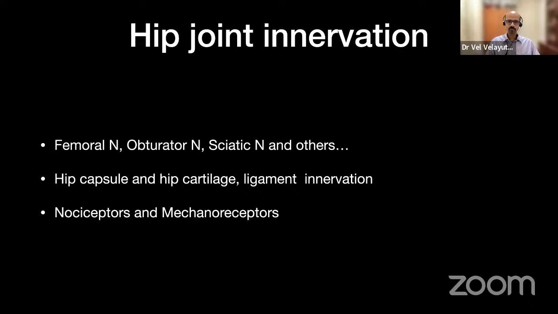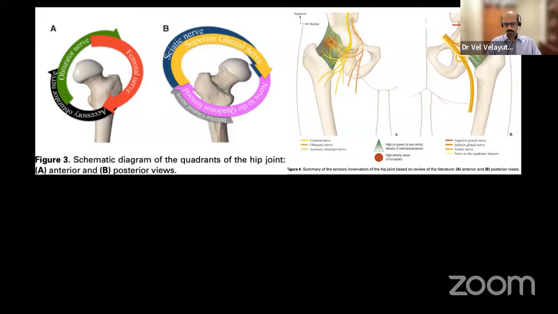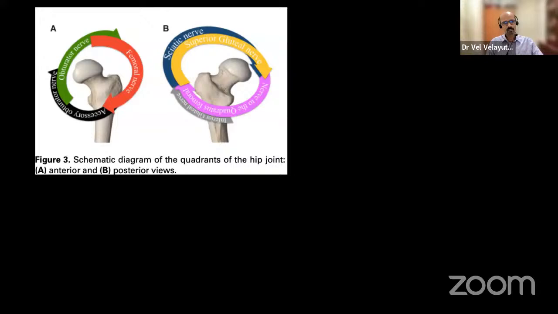So to look at various innervation parts, the first picture, the one on the left here, shows the anterior part of the hip. The anterior part is predominantly supplied by three nerves: the obturator nerve, the femoral nerve, and the accessory obturator nerve. There is some overlap between these three nerves supplying the front part of the hip. The inferior lateral part is supplied by the femoral nerve. Superior medial is obturator and inferior medial is accessory.